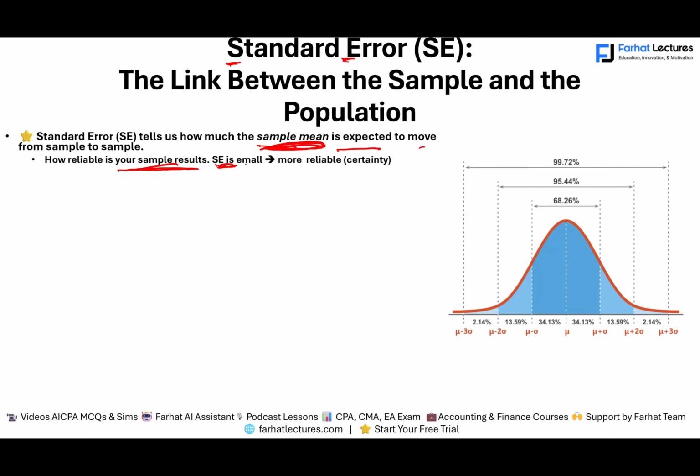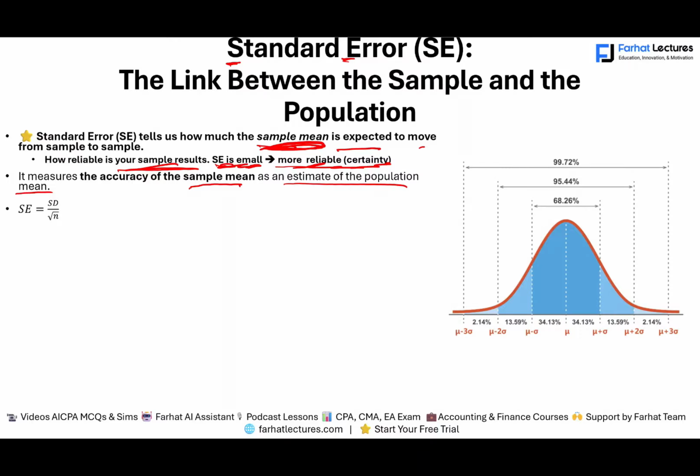If the standard error is small, we can be more reliable. It means when we collect another sample, it's very close to the prior one. It measures the accuracy of the sample mean as an estimate of the population mean. If all the sample means are clustered together, then we are dealing with a low SE. It means the sample that we are collecting is a good representation of the population.